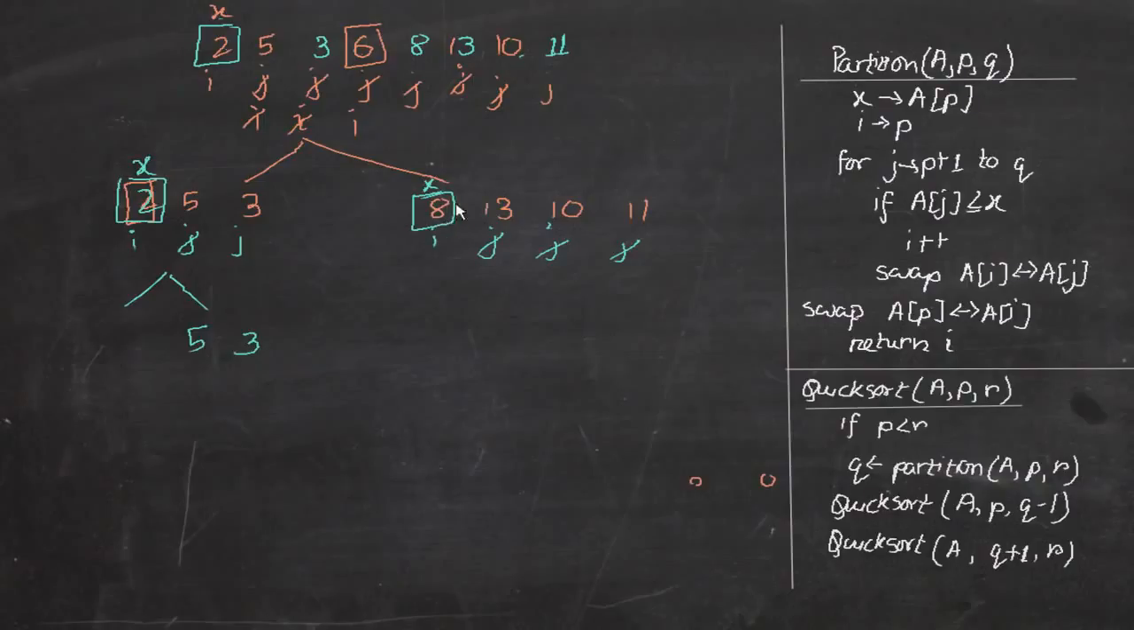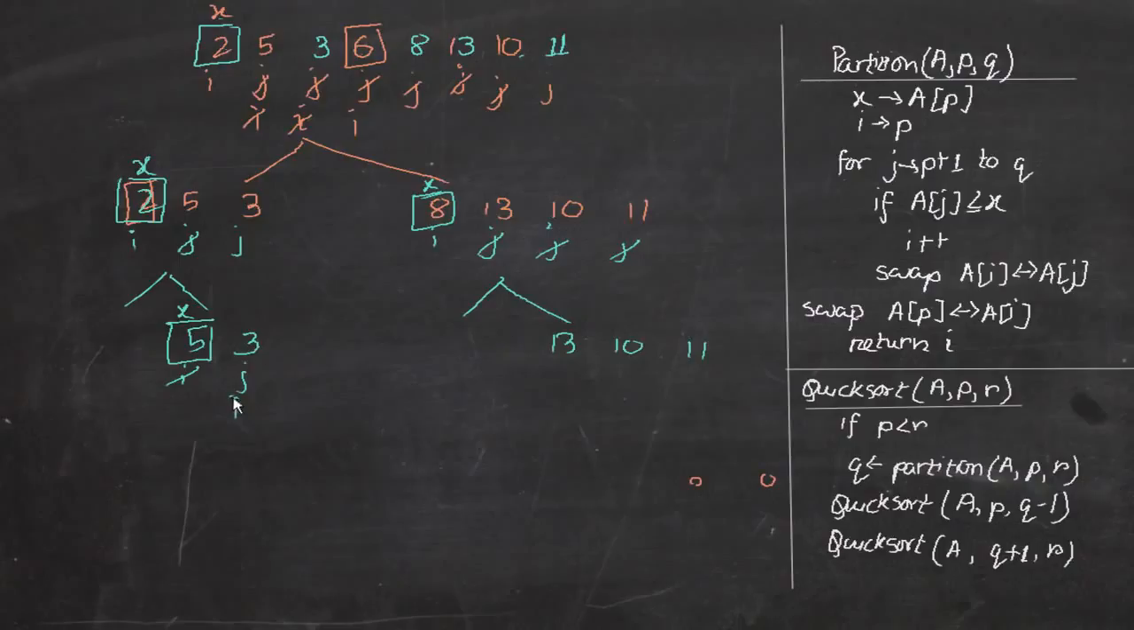Anyway, so we swap AP and AI, and well, it remains the same. So we divide this tree into 2 parts. Well, we just get one part, 13, 10, and 11. All right, so let's do the call with this part. Here it's x, I, and j. Well, AJ is less than x. So we increment I, and then we swap AI and AJ.